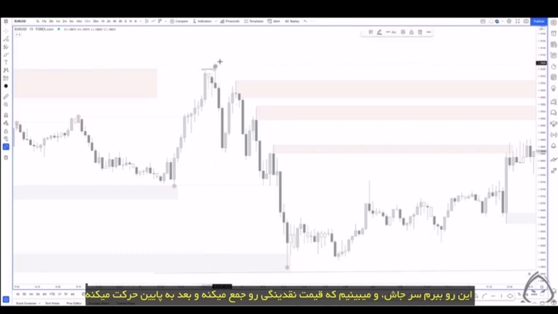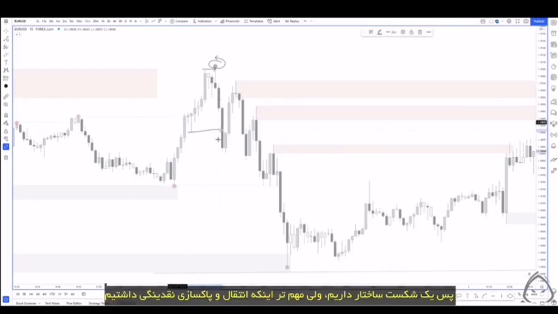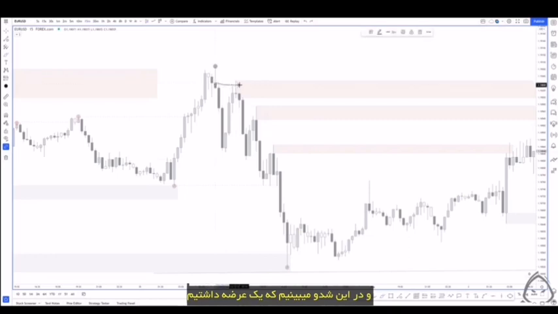price takes liquidity and then moves to the downside. We could argue that on a 1 minute this is a structural break, so we do have a break of structure, but more importantly, we have a mitigation and a sweep of liquidity. And what we can see in this wick, we have a supply zone, we tap into that supply zone, and then we continue moving to the downside.